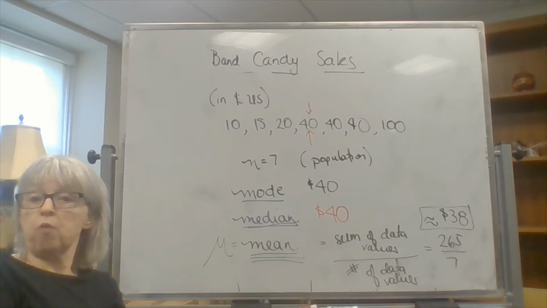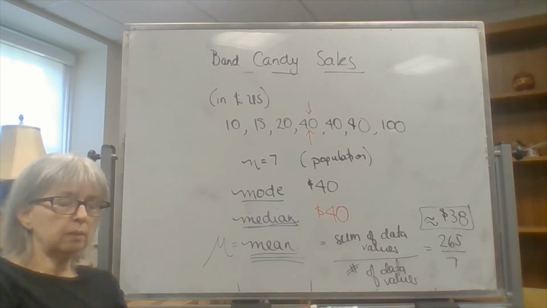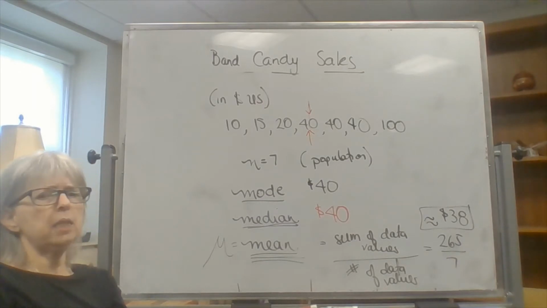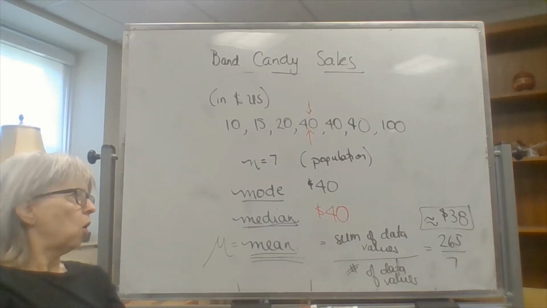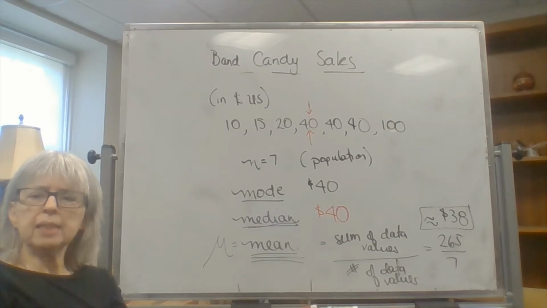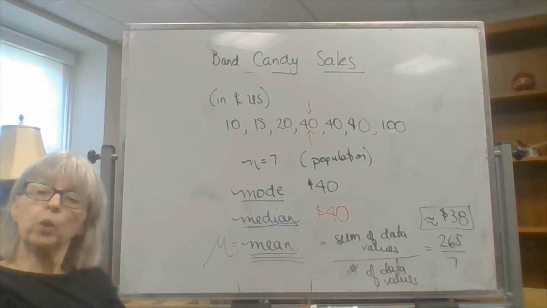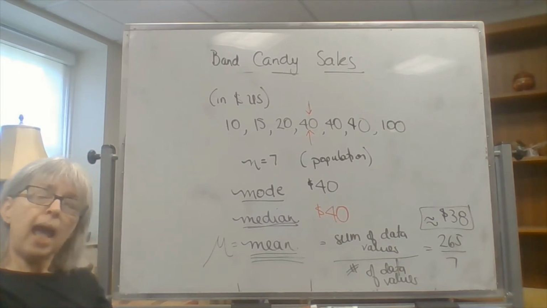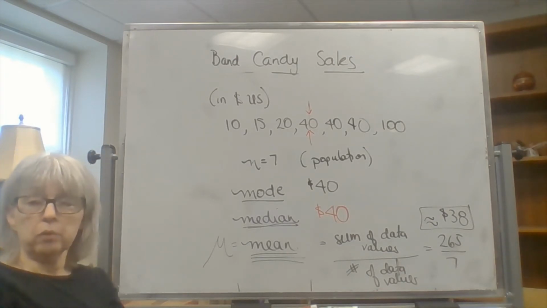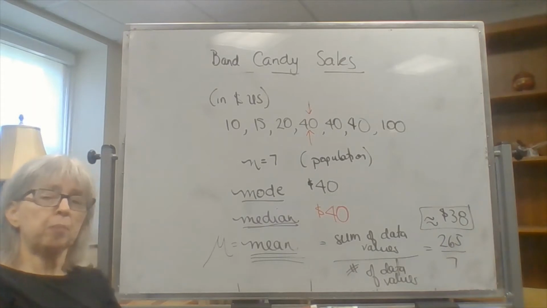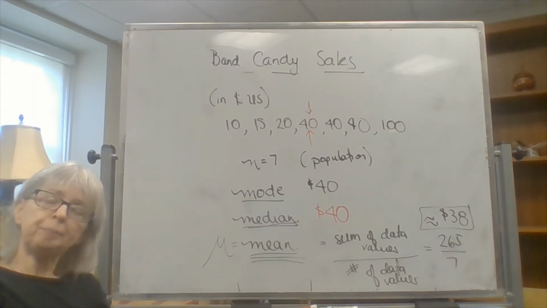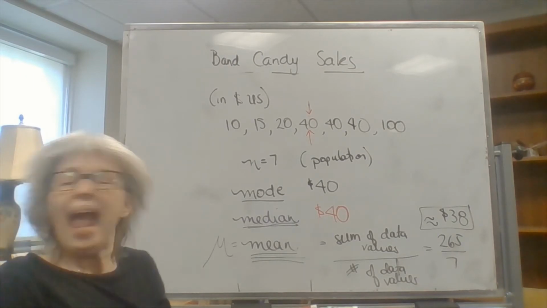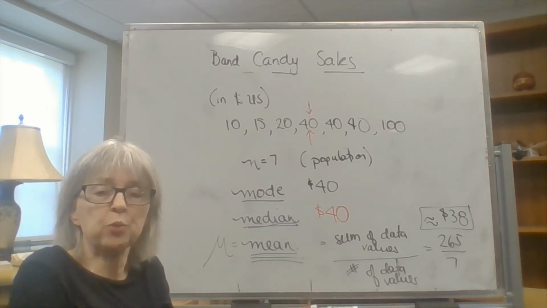Which one of those numbers are you going to report as the best describer of your 7 trumpet players? Are you going to report 40 because it's the mode? Are you going to report 40 because it's the median? Are you going to report 38 because it's the mean? Which of those 3 better describes how much in sales those 7 trumpet players were able to achieve? There is no correct answer. Any of those 3 numbers could be used.